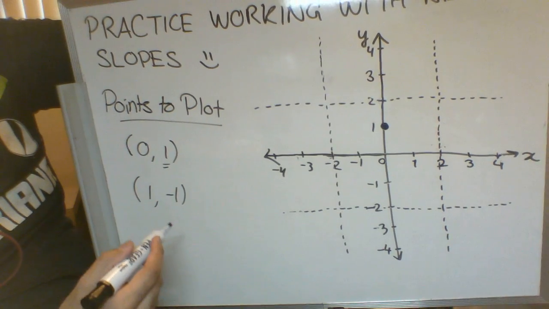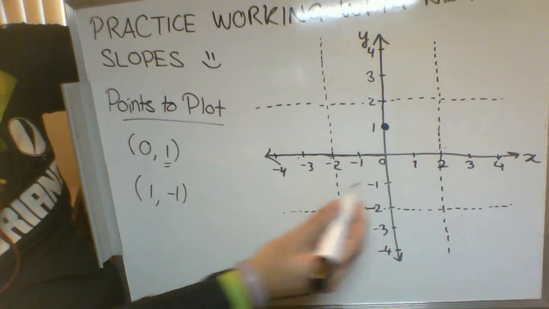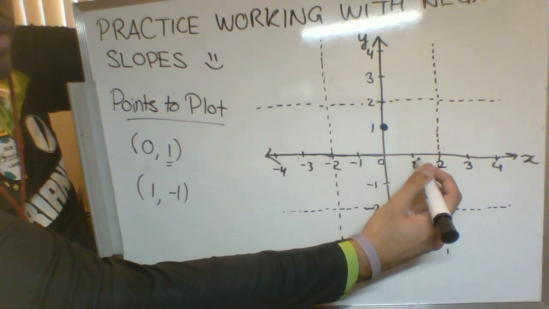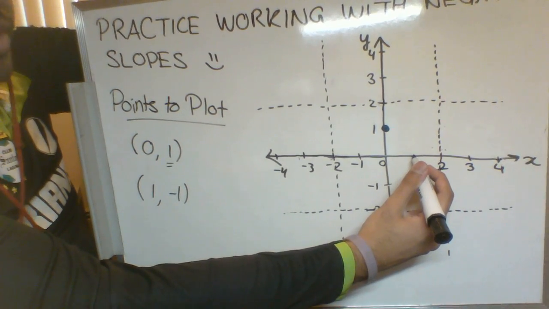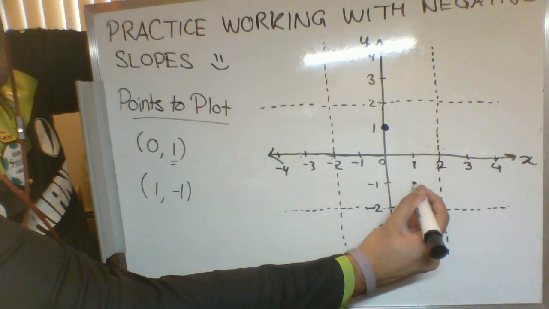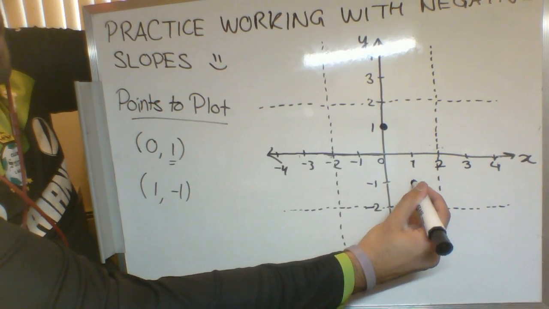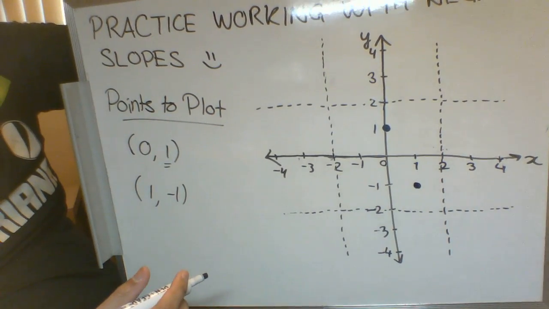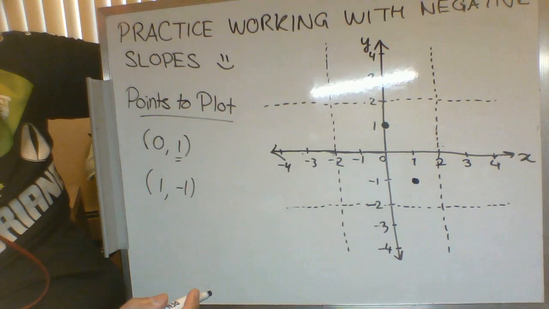And for our second point, we will start with our x-coordinate, so we move over 1 unit in the positive x direction, so that's to the right, and then we move down 1 unit in the y direction, so in the negative y direction, because of that minus sign, so we move down, and we put our dot right about there. And so now we'll connect those dots.